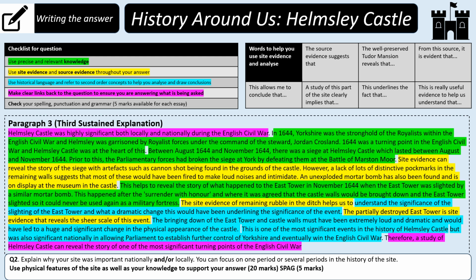The partially destroyed East Tower is site evidence that reveals the sheer scale of this event. The bringing down of the East Tower and the castle walls must have been extremely loud and dramatic and would have led to a huge and significant change in the physical appearance of the castle. This is one of the most significant events in the history of Helmsley Castle, but is also significant nationally in allowing Parliament to establish further control of Yorkshire and eventually win the English Civil War. Therefore, a study of Helmsley Castle can reveal the story of one of the most significant turning points of the English Civil War.